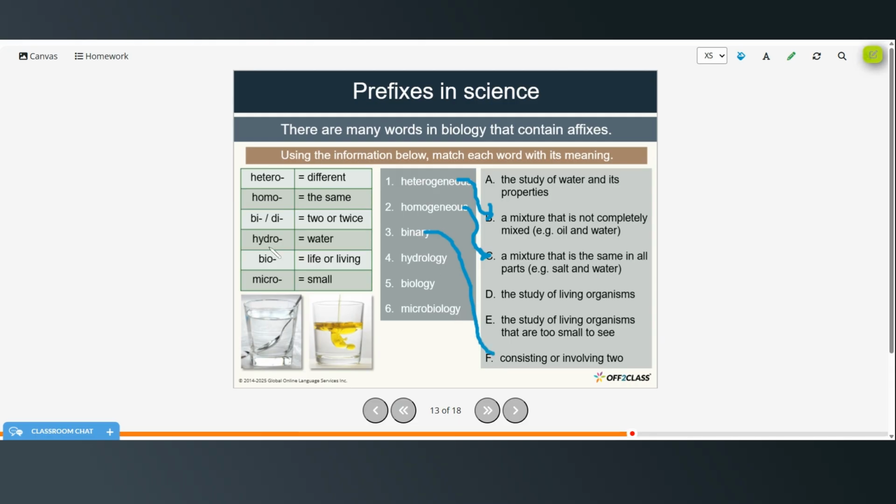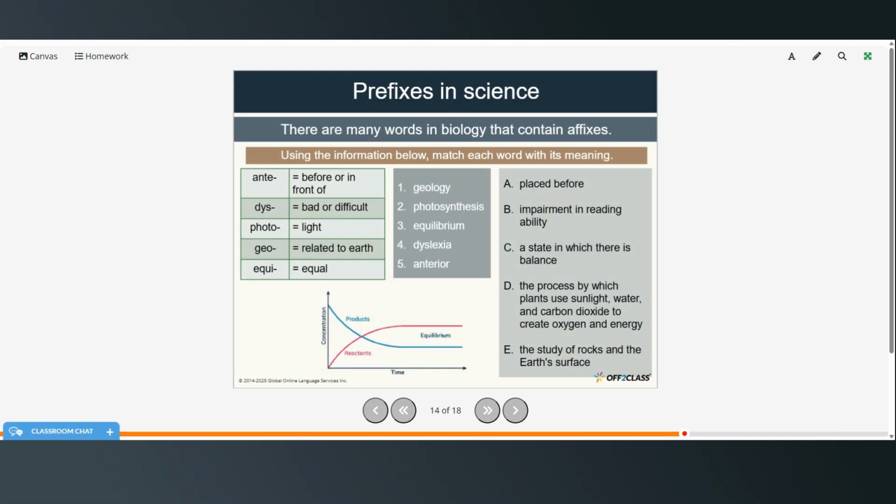Hydrology, we know that hydro is water. So hydrology would be a study of water and its properties. Here, bio means life or living, so biology would be the study of living organisms. And micro means very small, so microbiology is the study of living organisms that are too small to see.